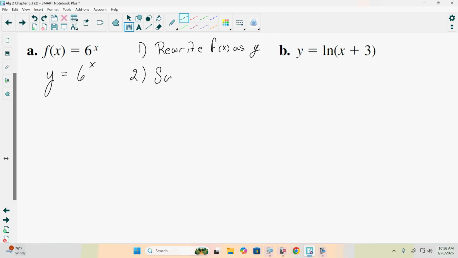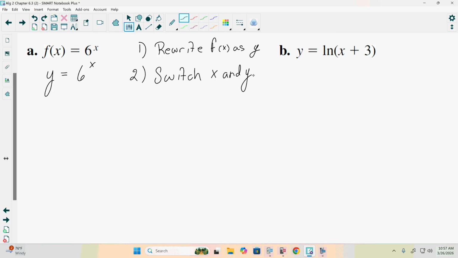Step 2, we're going to switch x and y. Because a function takes x values, the domain, and maps them to the range. It maps x to y. It takes an x value that we plug in and takes it to its corresponding y value, an input to an output. The inverse takes that given y value back to the x value.